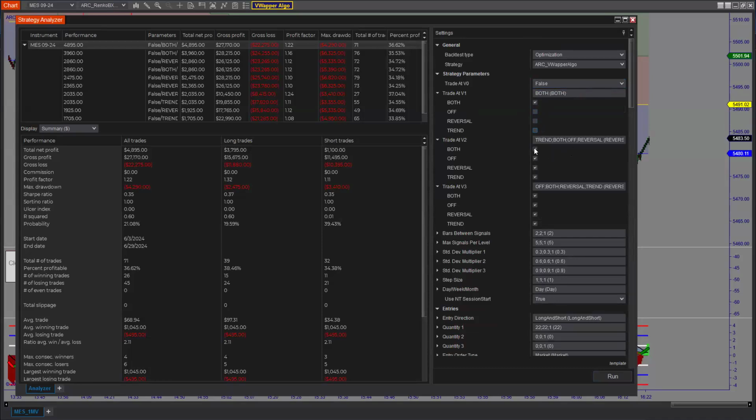No worries. This one, reversal, was the best. So now I'm going to turn these off and just go with what the algo told me was working best for that time. And let's go reversals.